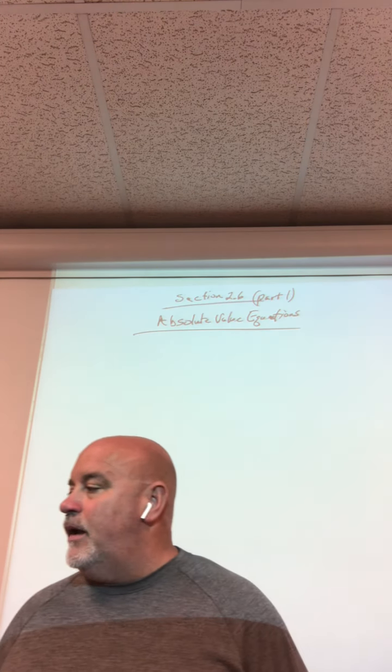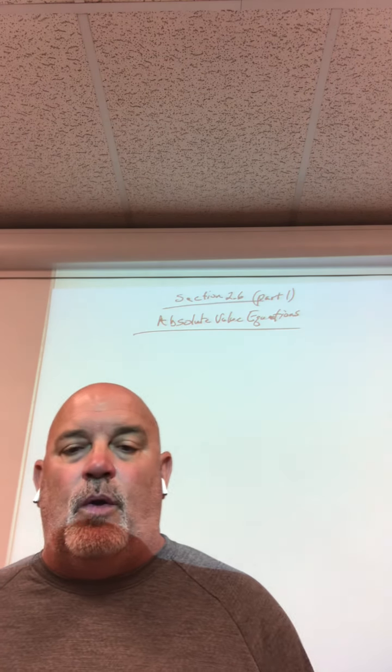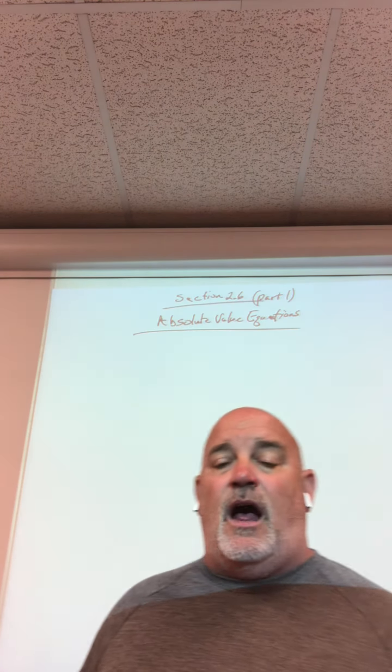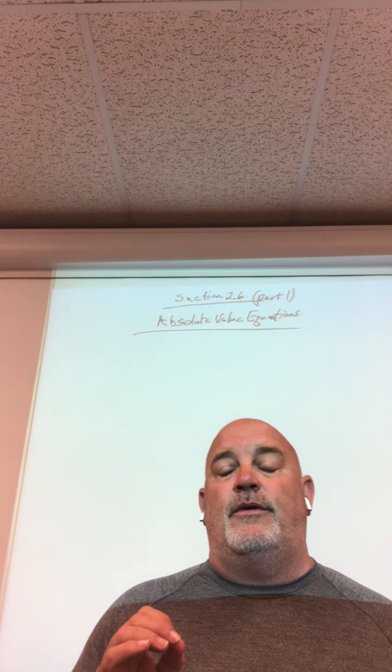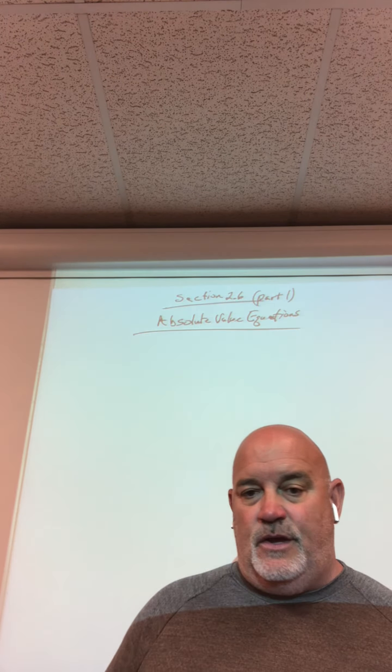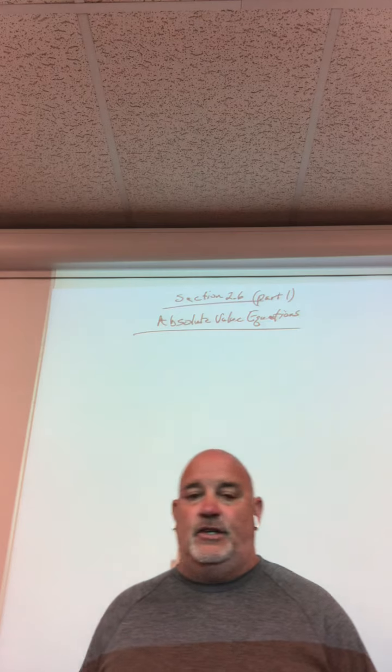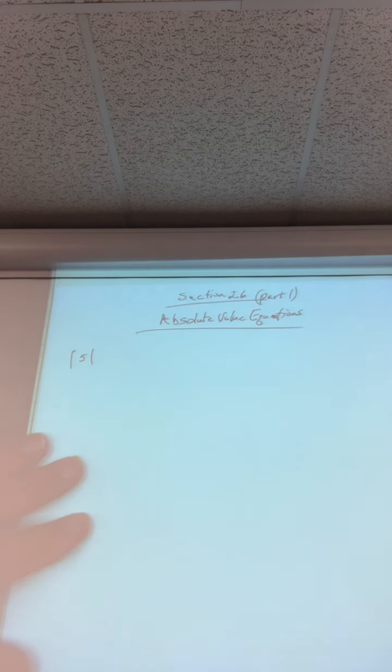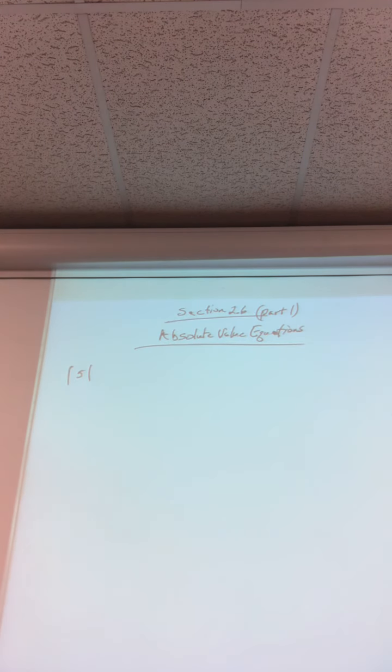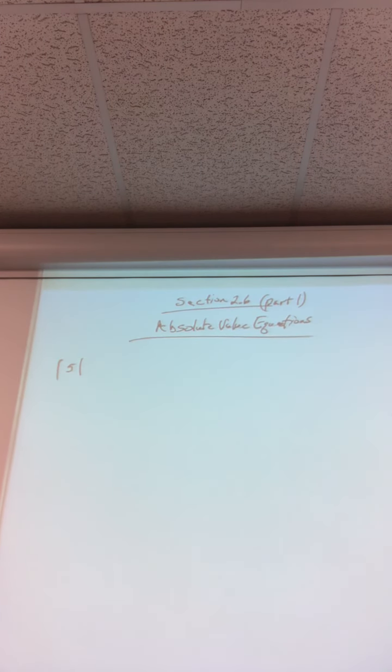In section 2.6, we're going to look at solving absolute value equations. Now, what I want to do first quickly is remind you what the absolute value symbols look like. Remember, the absolute value symbols in mathematics are the straight bars. So when you see this, we would say that's the absolute value of 5. Those are the absolute value symbols. And what that simply means is this.